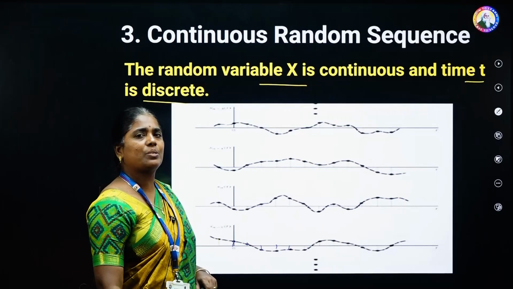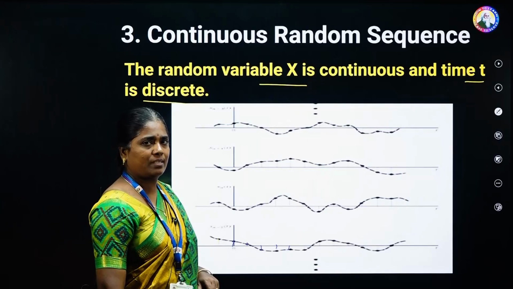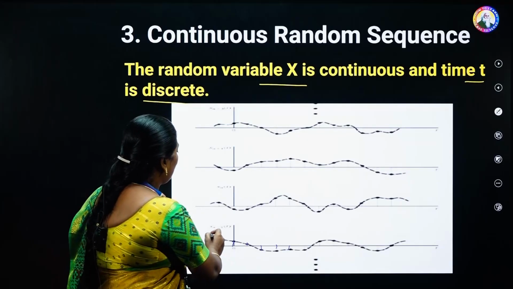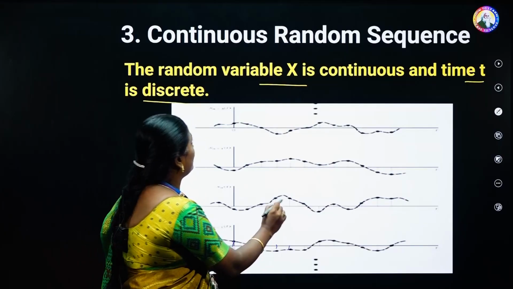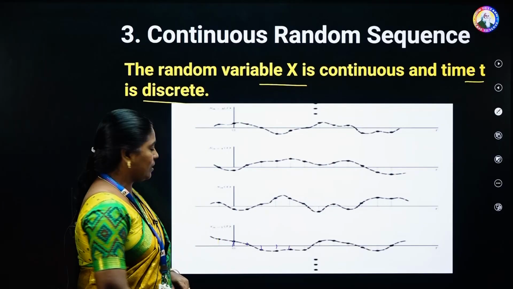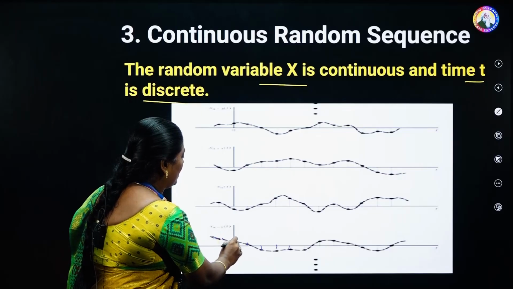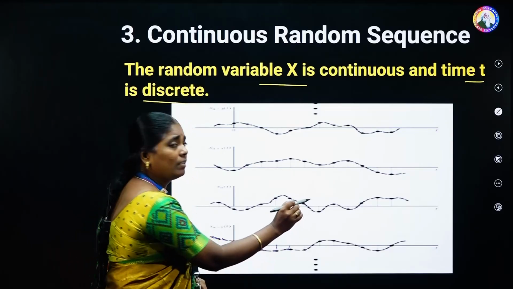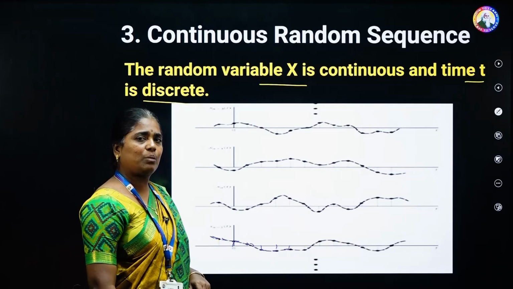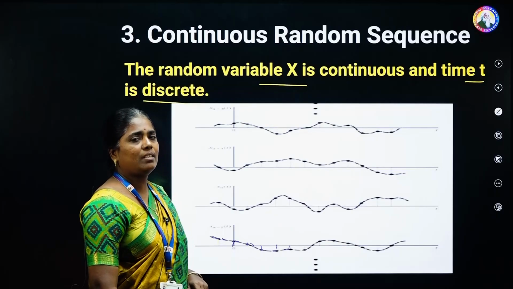Only sample values we have. That means discrete time is there. And here, if you see, the corresponding values we have drawn show that x is continuous. Some continuous specific values are there like this. So that's why the random variable x is continuous and time t is discrete.